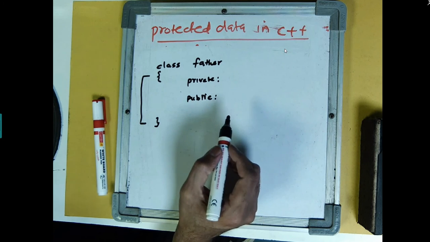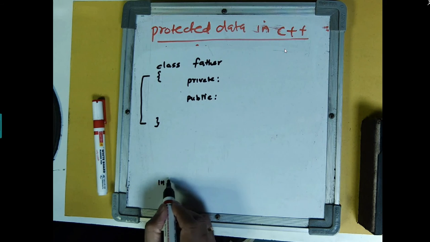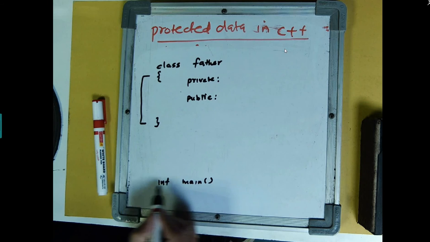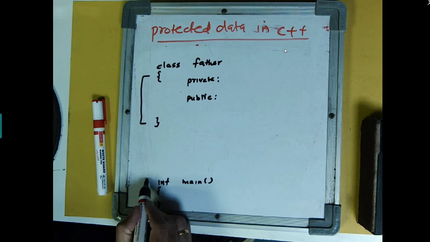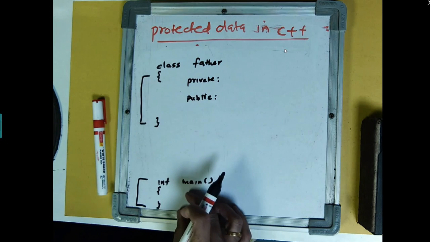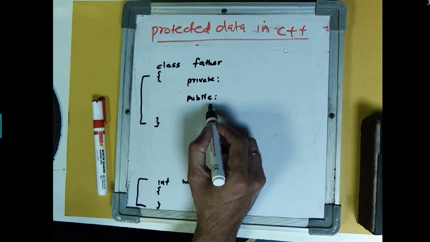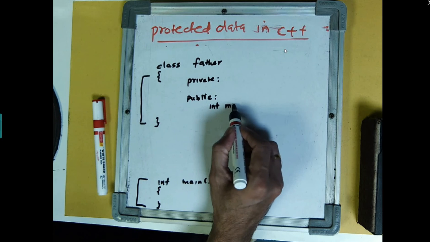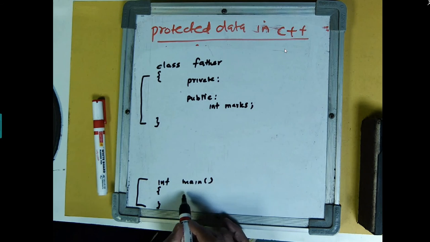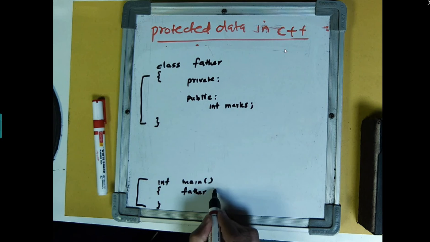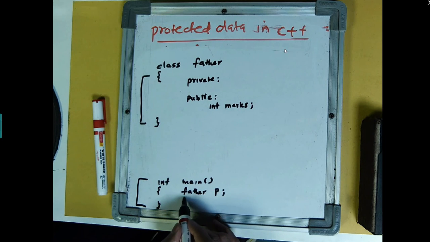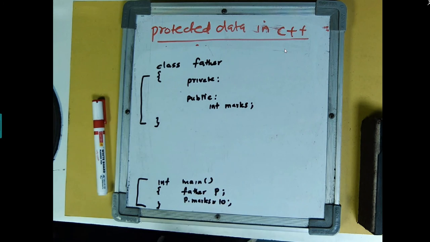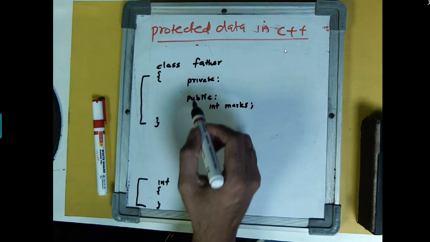type of variables. I also mentioned that if there was a function called main, it is like another family which is not liked by this family, so they don't want to give any information from here to here unless, let's say, we have in public integer marks of a father that he wants to disclose. Then he can always create an object P, and he can access P dot marks is equal to 10.